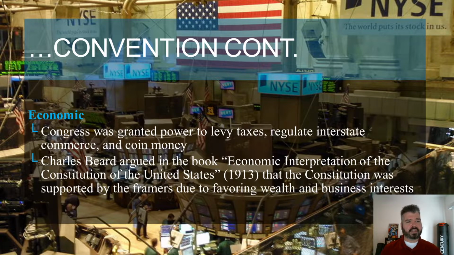Charles Beard argued in the book Economic Interpretation of the Constitution of the United States back in 1913 that the Constitution was supported by the framers due to favoring wealth and business interests. We kind of see that, right? Regarding how representation was going to be done, should each state get one vote or two votes, or should it be based upon population size? We could almost see those economic arguments being had in the convention. Like I said, I would have loved to have been a fly on the wall to hear those debates.